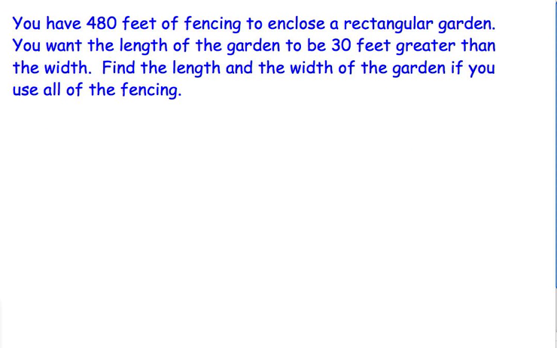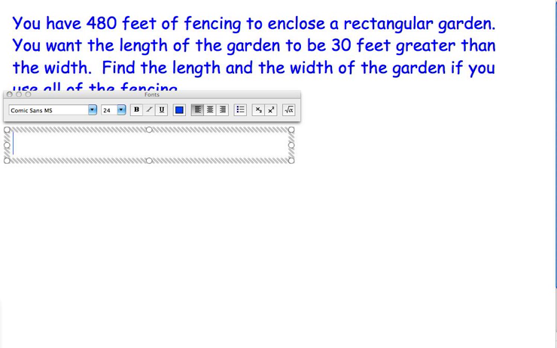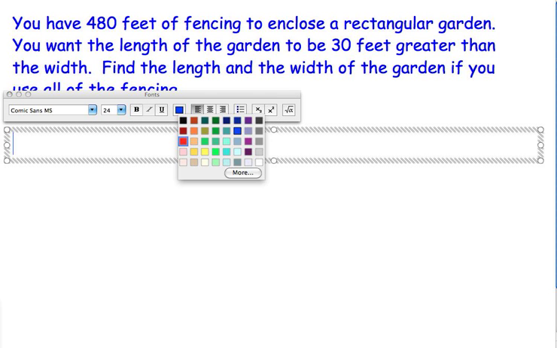Here you have 480 feet of fencing to enclose a rectangular garden. You want the length of the garden to be 30 feet greater than the width. Find the length and the width of the garden if you use all the fencing. And again, I'm going to use the font key. It's just been a lot better for us today. And I'm going to change the color to red.